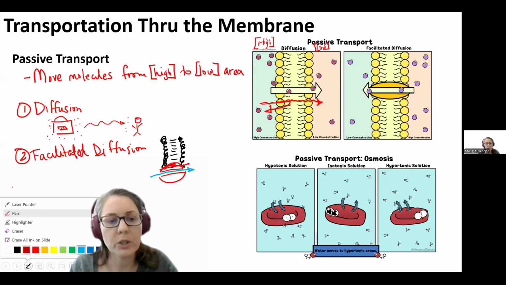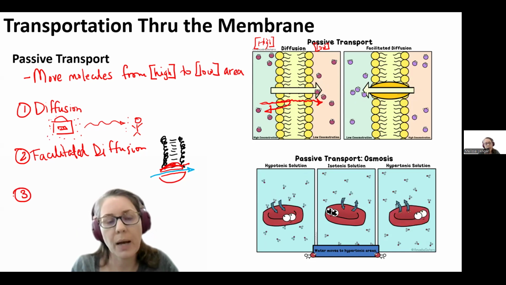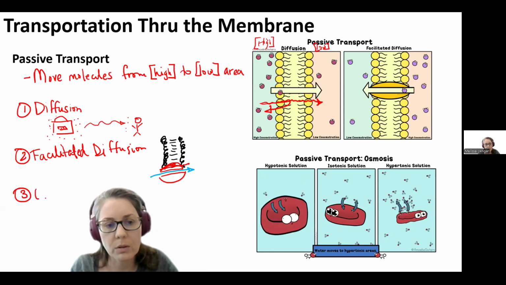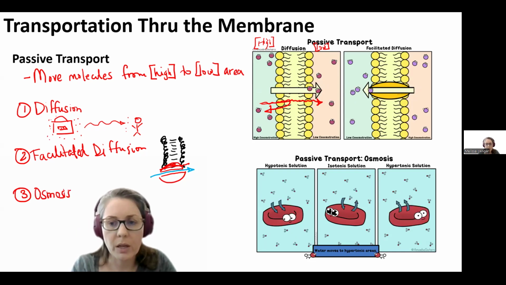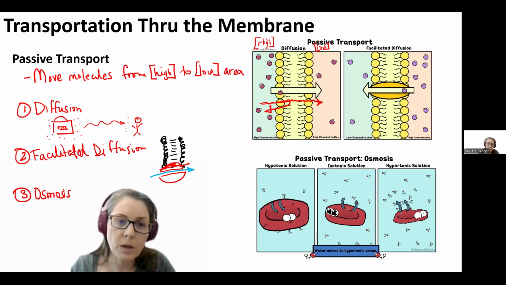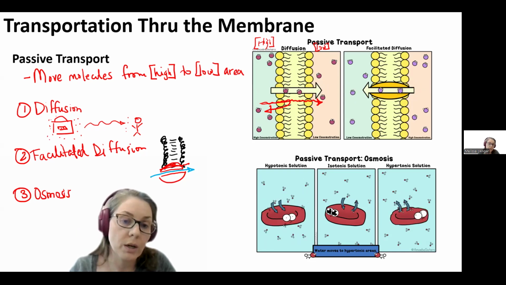The third one, which is probably the most complicated of all passive transports, is called osmosis. It's oftentimes what students try to use in order to study, but it doesn't make any sense because osmosis is the movement of water. It is only water, okay?